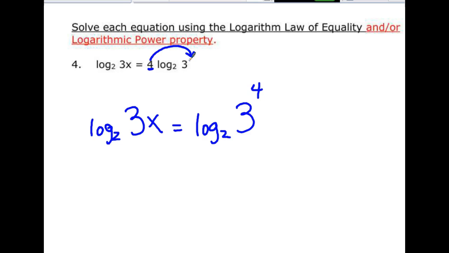Now the logs are the same. They have the same bases. Then it's as if those cancel out, though it's not technically mathematically correct to say that. Can you solve that? What is 3 raised to the 4th power?